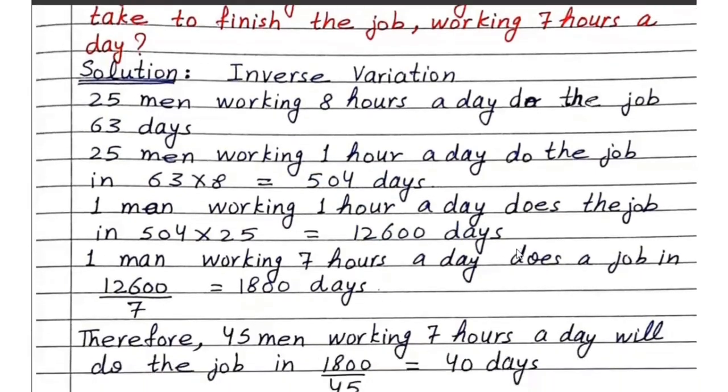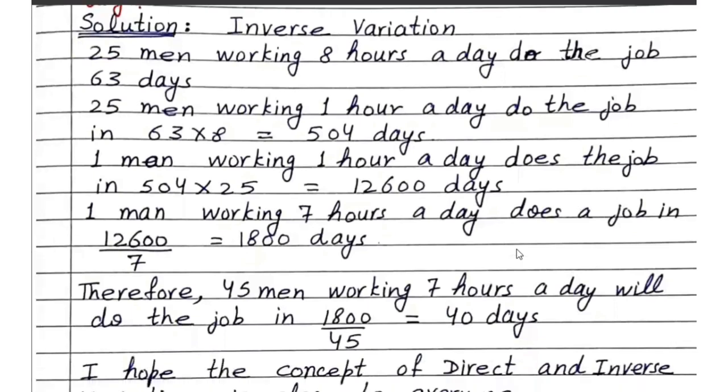Now children, let's calculate as per the question. A man working 7 hours a day. Now one man for 1 hour was 12,600. If I take 7 hours now, I have to divide this by 7, right? So it is 1,800, that is 1,800 days.